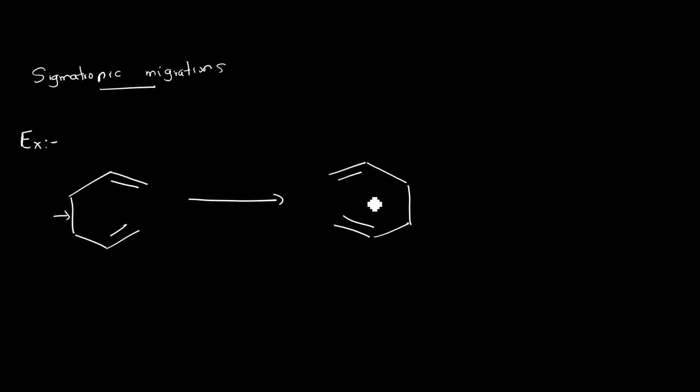Now we know these kinds of reactions, where you break a particular carbon-carbon bond and form a new carbon-carbon bond. That's the idea in sigmatropic migrations, right? You break a carbon-carbon bond and then you make a new carbon-carbon bond. So this is a sigmatropic migration reaction.